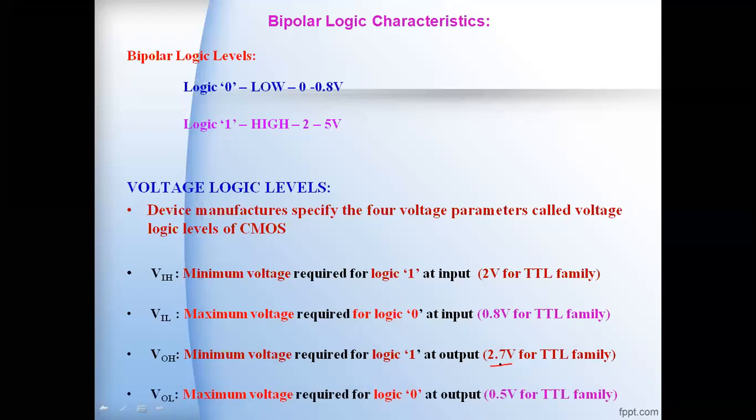And the last one, VOL, is the maximum voltage for logic 0 at the output. At the output stage, logic 0 is recognized when the output voltage is below 0.5 volts. So these are the voltage logic levels of the bipolar logic family.